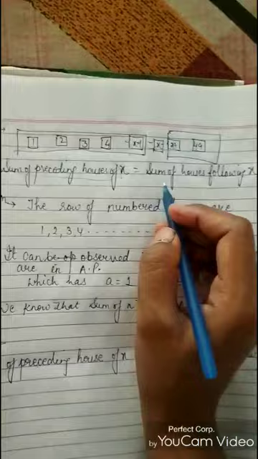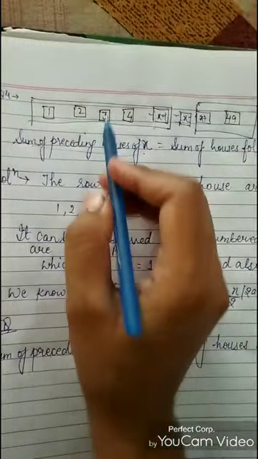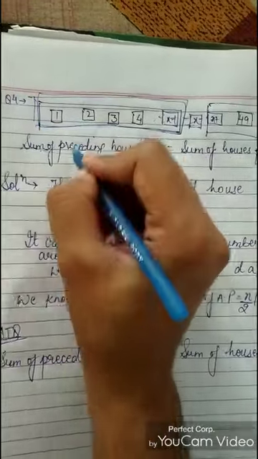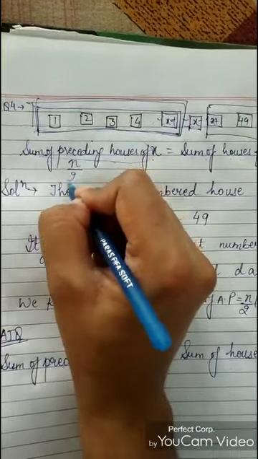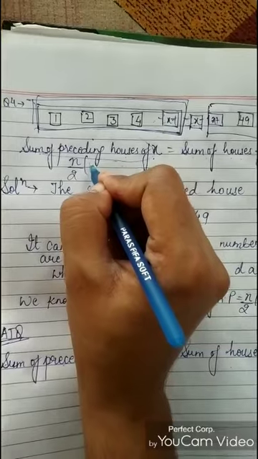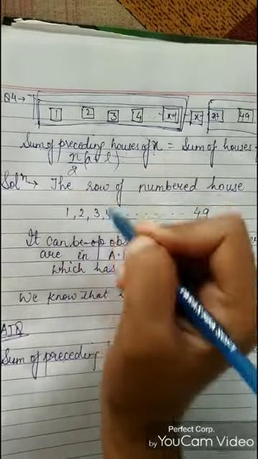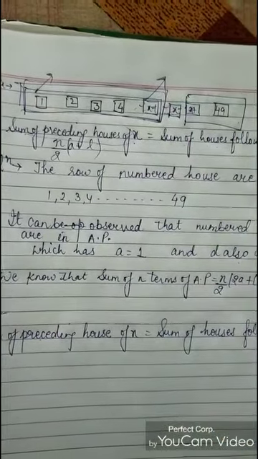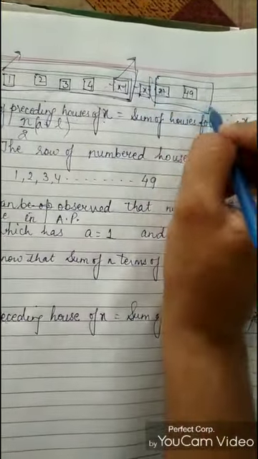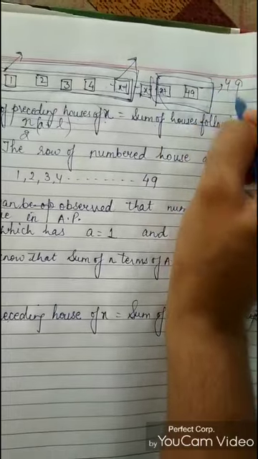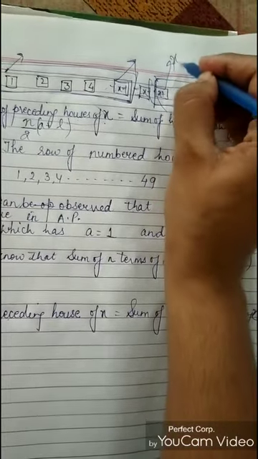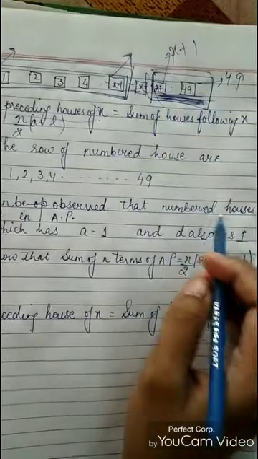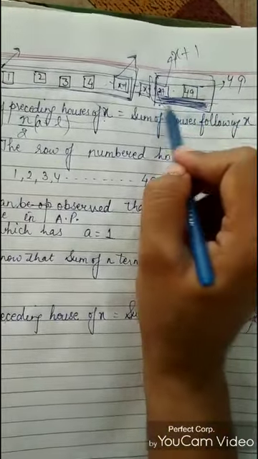Now let me explain here. Come, see, here we can easily say that the sum of these houses will be n upon 2 (a plus l), because first term is given to us and last term is also given to us. x minus 1. But for this we know the last term 49, and we know the first term also, that is x plus 1. But do we know how many terms are there in between them? We don't know how many terms are between them.